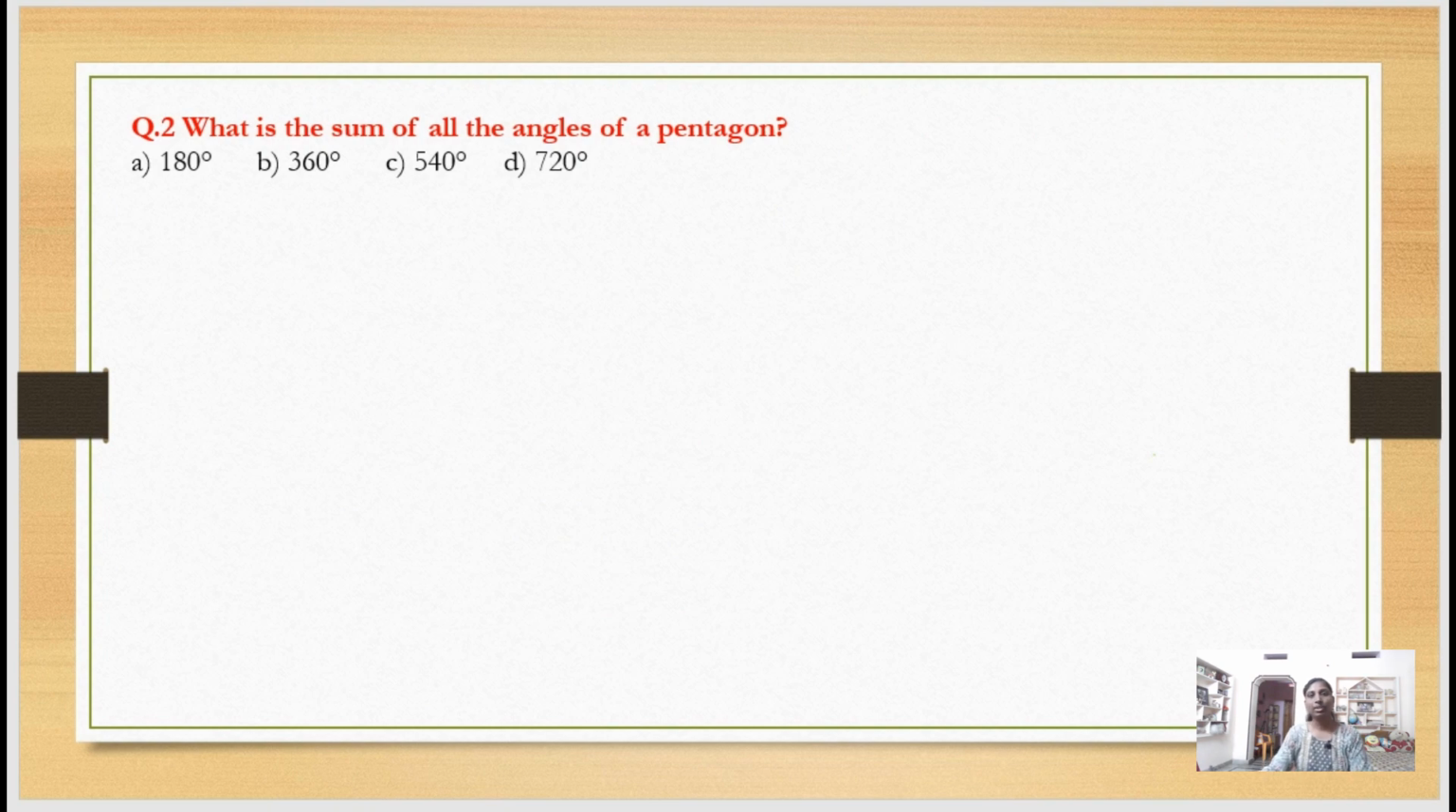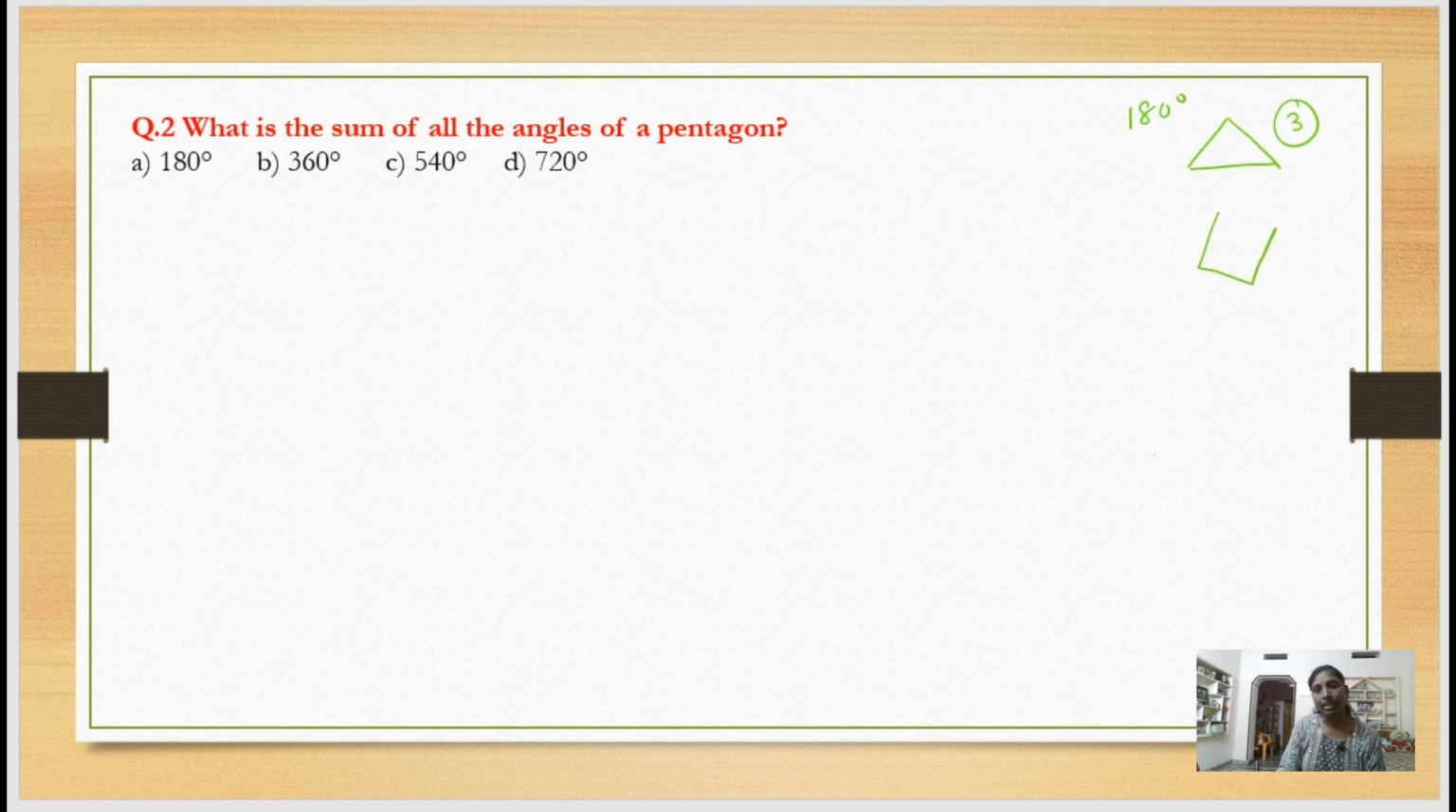Okay friends, now let us read the next question. What is the sum of all the angles of a pentagon? We have 4 options. We have to choose the correct option. Okay. Now let me start with a triangle. Okay, let me explain you all the things properly. It is a triangle, and how many angles does it have? 3. And what is the sum of all the angles in a triangle? We all know 180 degree.